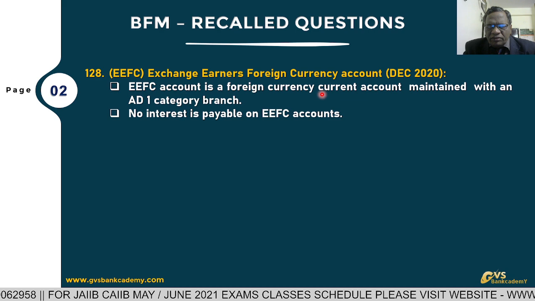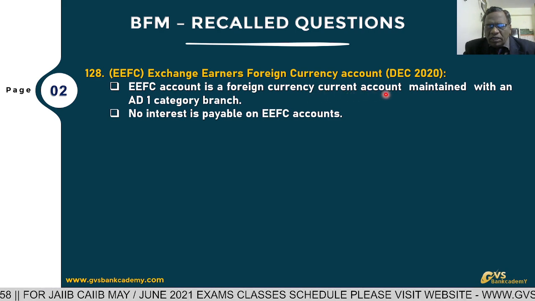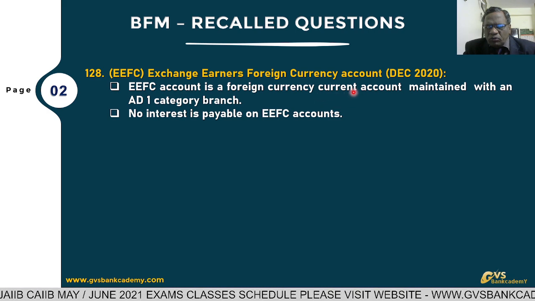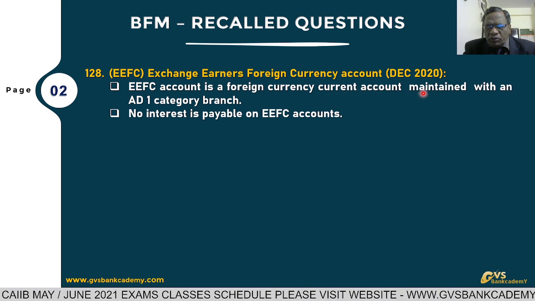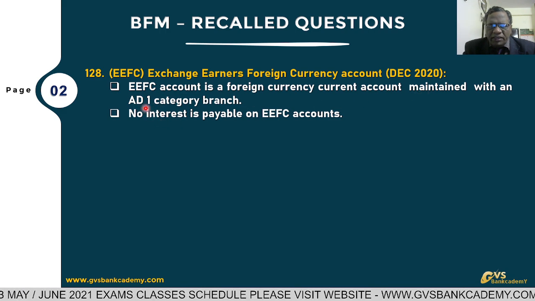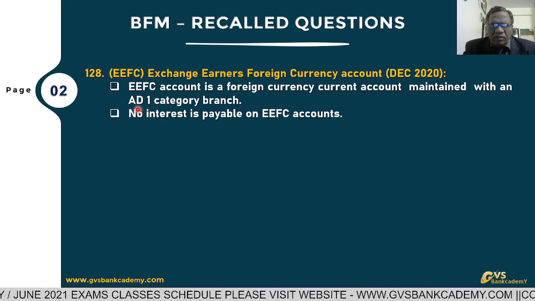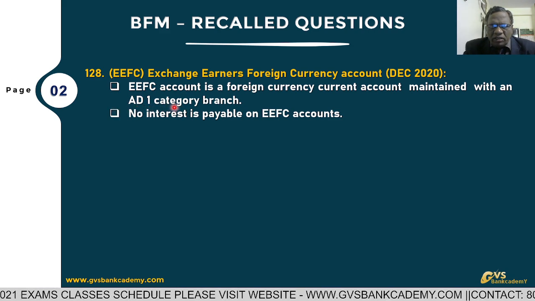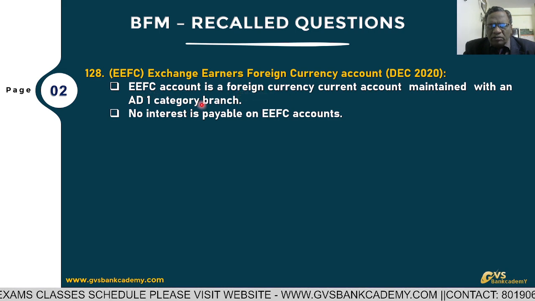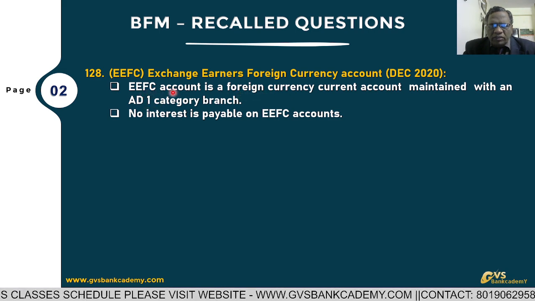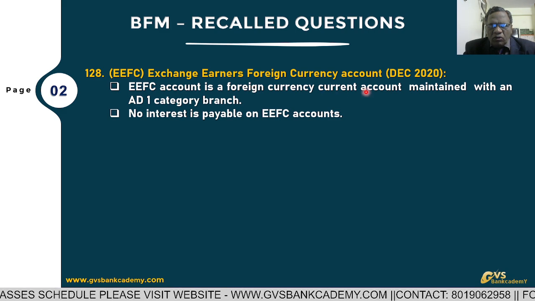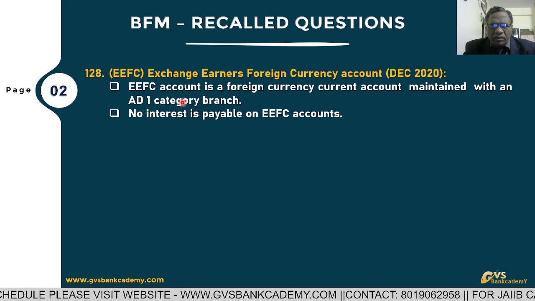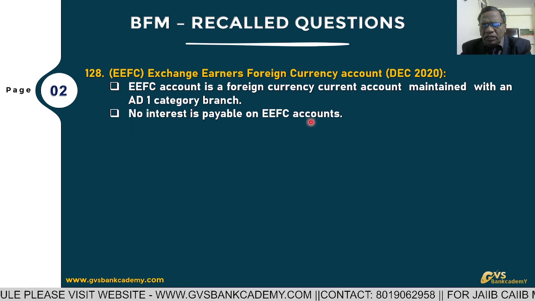is a foreign currency current account. EFC account is a current account, and current account means no interest. This account is maintained with AD category. AD category means Authorized Dealer Category 1, which we have already discussed. These AD Category 1 branches are allowed to open foreign currency accounts directly. That's why this is a foreign currency current account, no interest, opened only with the AD Category 1. No interest is payable on EFC account.